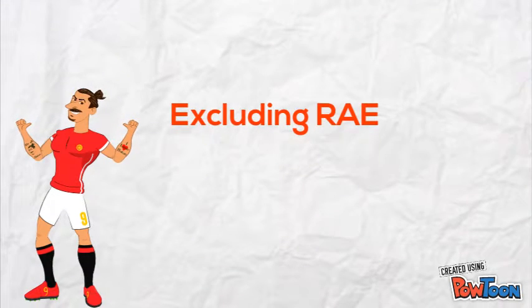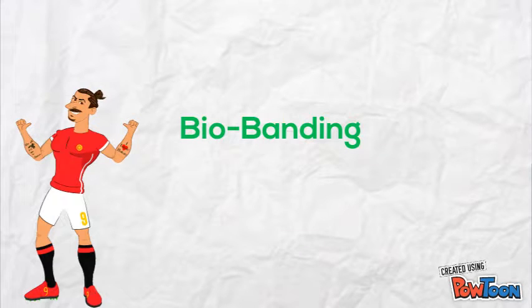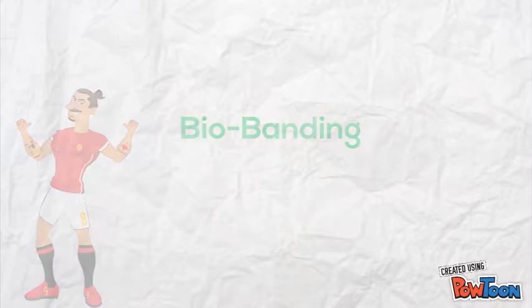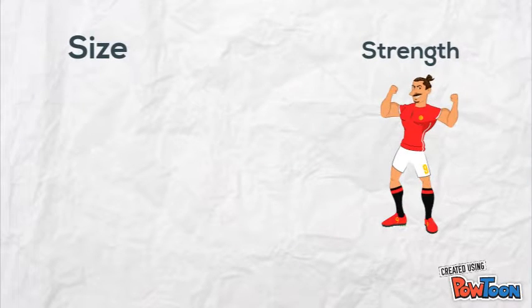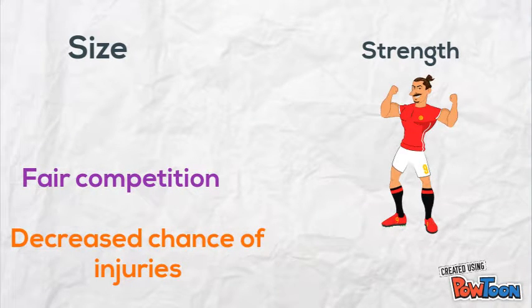Next, we move on to how we can exclude RAE. Biobanding is a relatively new method in order to exclude RAE. It's where players are matched depending on their growth and maturity, not their chronological age. This will then instantly eliminate the advantage of size and strength of performers over one another. This therefore increases the level of fair competition and decreases the chance of injuries due to equality within teams.